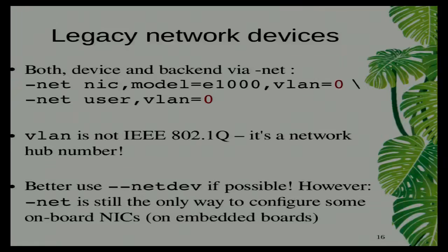Normally, VLAN is network traffic encapsulated in some other network packets, not in QEMU speak. In QEMU land, a VLAN is, you could think of it as an emulated hub. So just replace the term VLAN with hub in your mind, and then it's pretty much what you get.